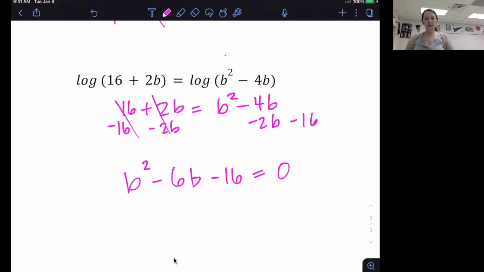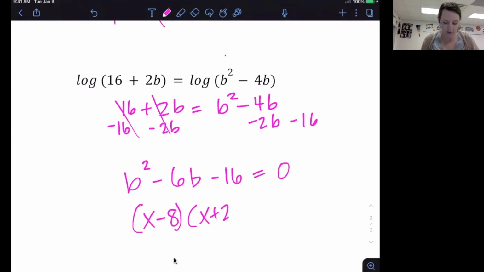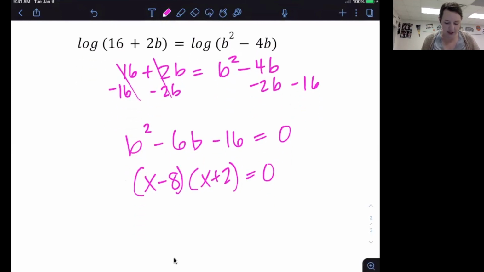So I'm going to factor this. So I want two things to multiply to be negative 16, add to be negative 6. So I've got x minus 8, x plus 2 equals 0. And when I set those each equal to 0 and solve, I find out that x equals 8 and x equals negative 2. So we want to make sure that we plug these in and get a true statement.